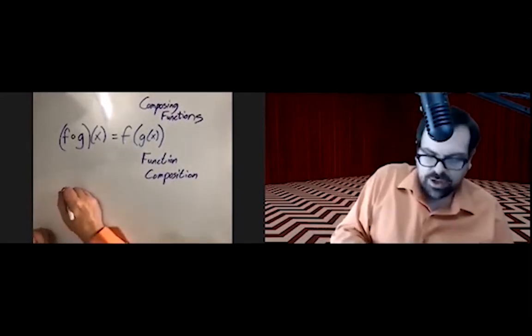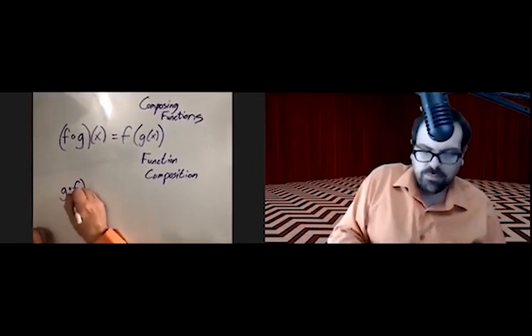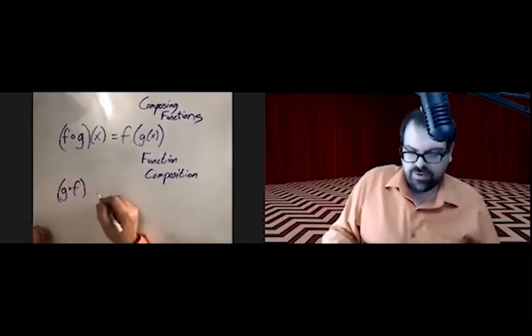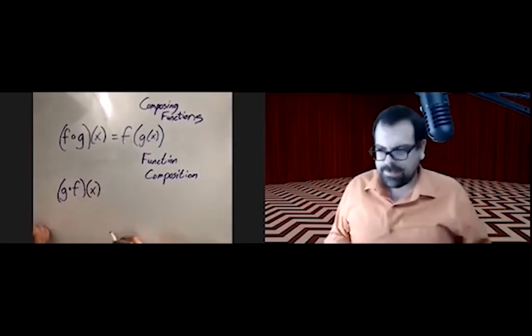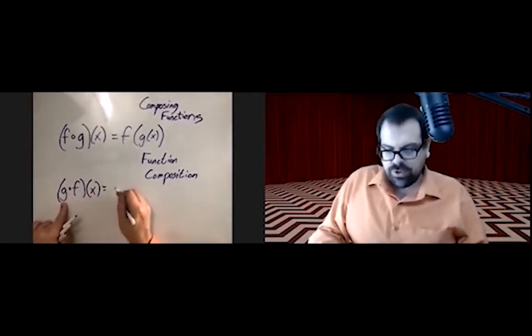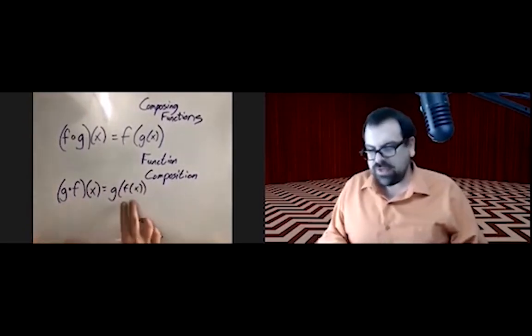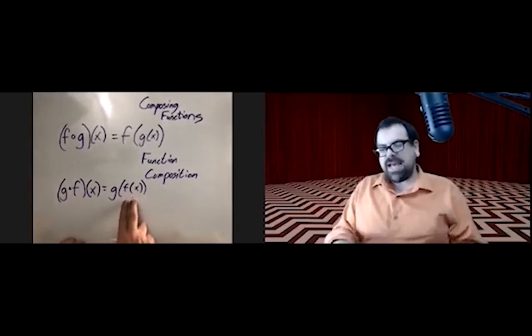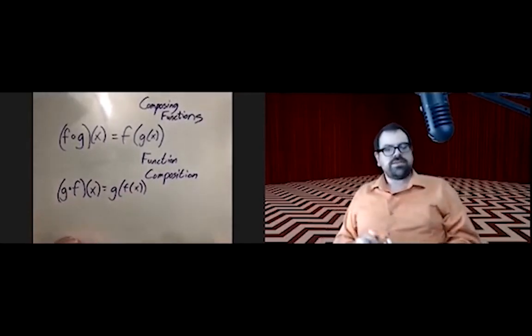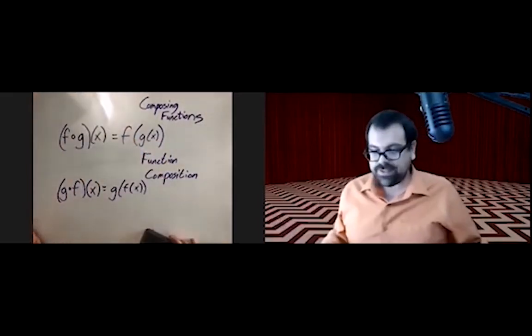If we had G circle F, G composite F of X, the order tells us what to do. G of F of X, which means F of X ends up inside of G of X. And the colors are going to be real useful on these examples.